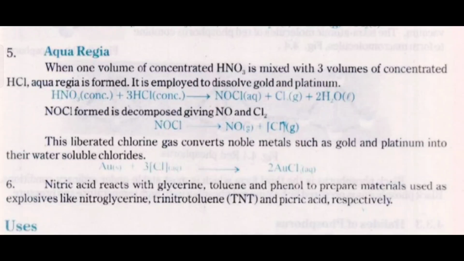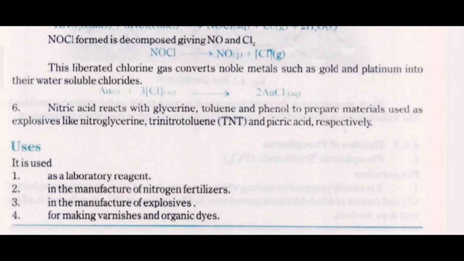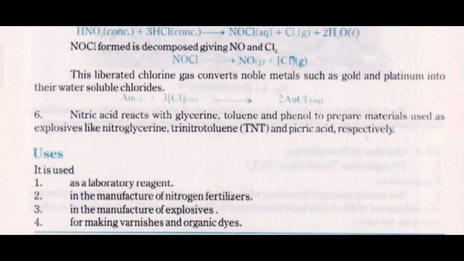Now, if we talk about the other uses of nitric acid, nitric acid is used in the formation of artificial silk, purification of silver, and it is also used as an important reagent in the laboratory. This is all about nitric acid.